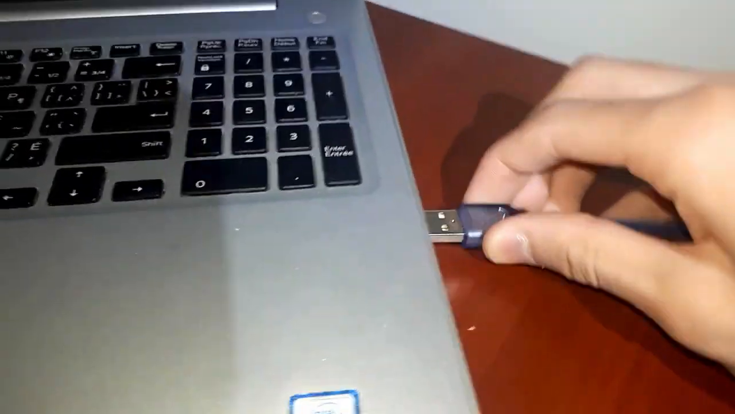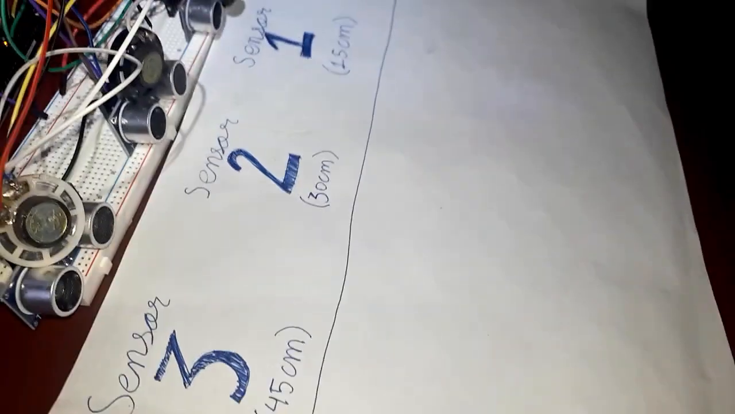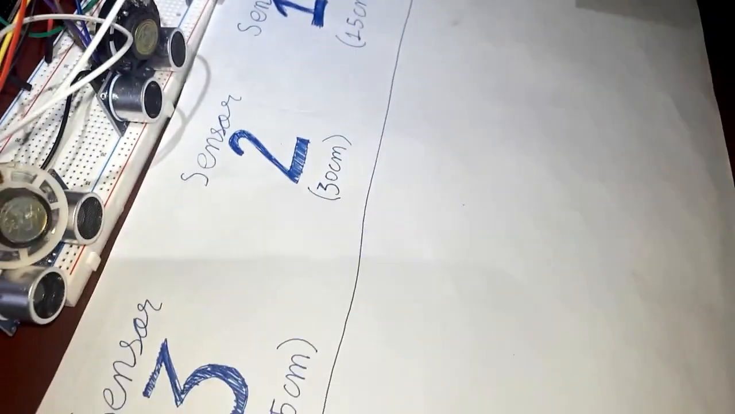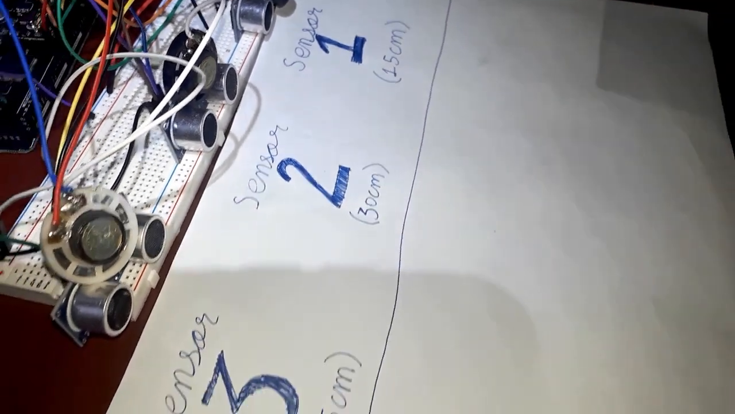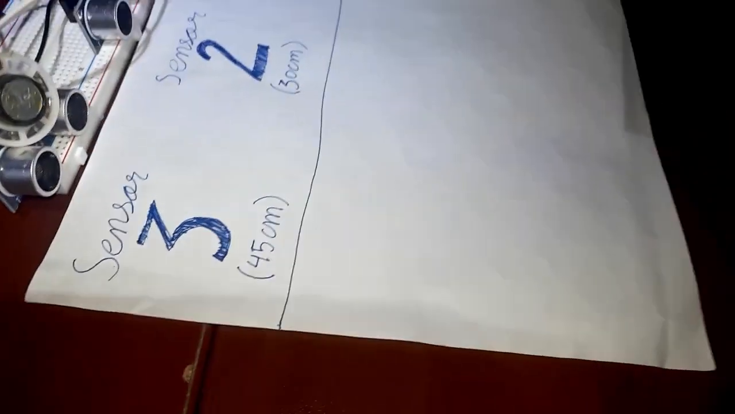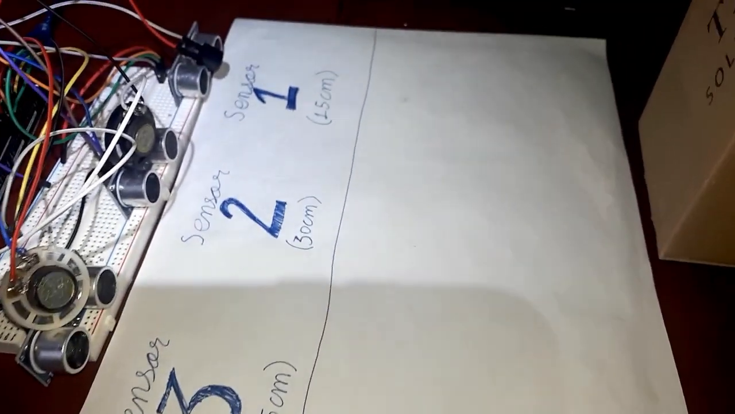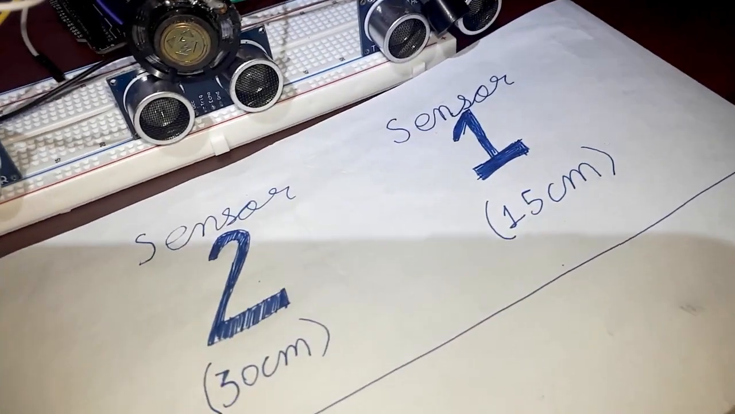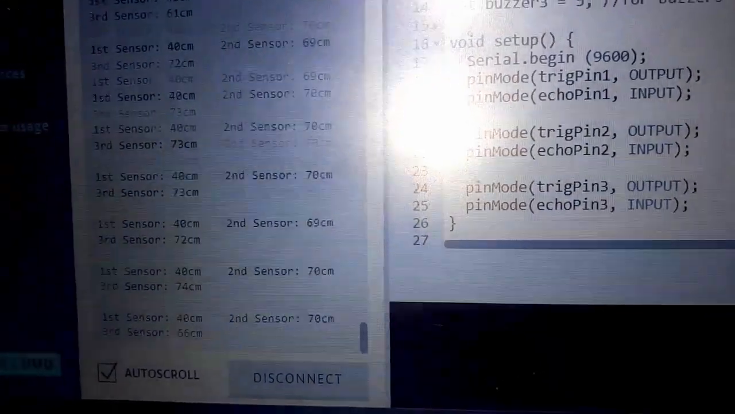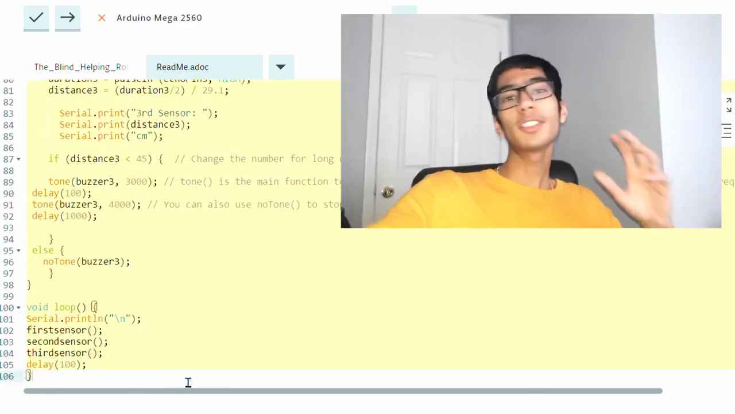It's not even connected right now. Alright, let's go to monitor, and now look at that. The closer the object, and as I said, this is 30 centimeter, this is 20, and this is 15. Each one sets the distance that the object is at. The code itself isn't really that bad.